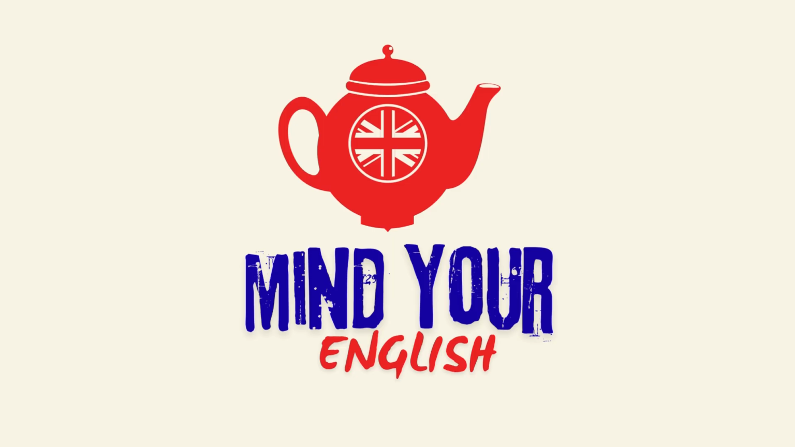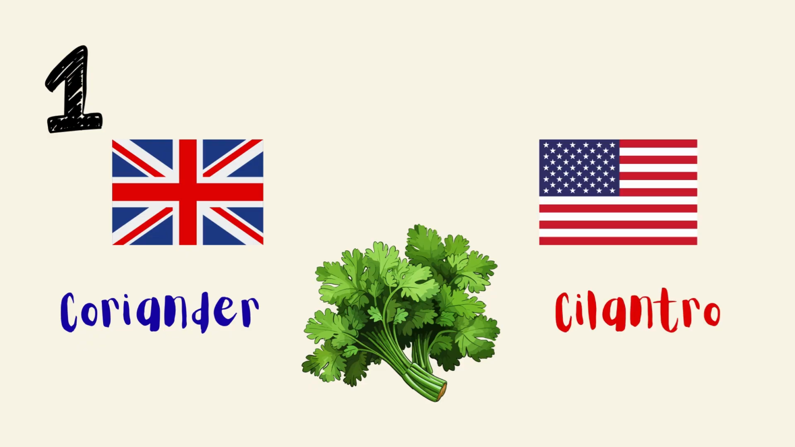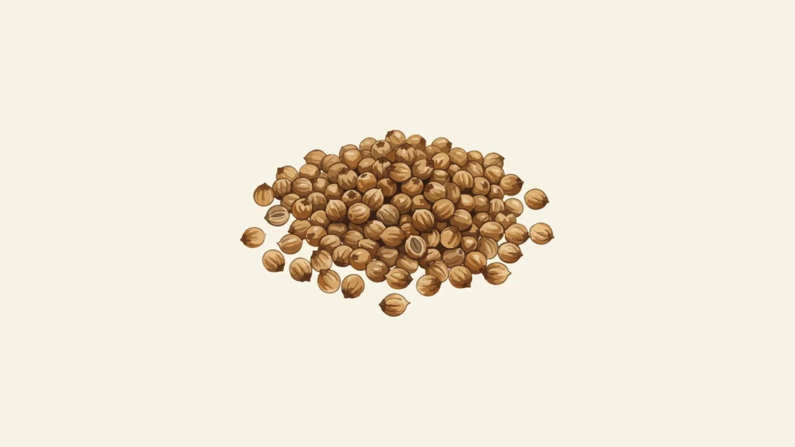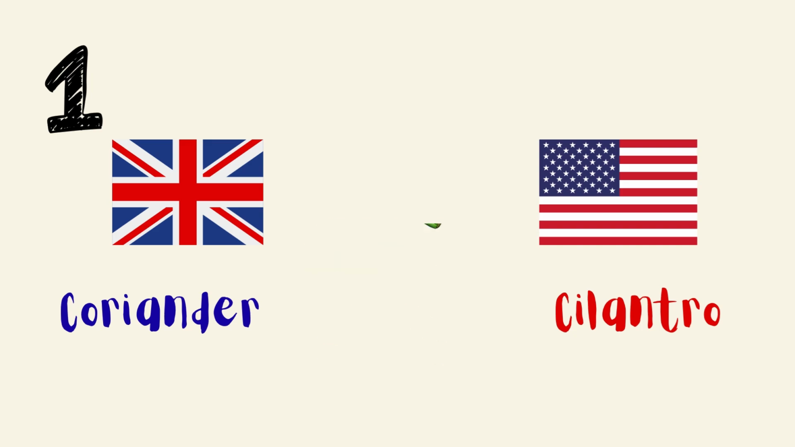Let's look at the first word. So I'll show you a picture and then I'll give you the British word and then the American word. So here we go. In the UK, we call this coriander. In America, they say cilantro. Interestingly, I have recently discovered that Americans do say coriander, but when they're referring to the seeds. So in the UK, the entire plant is just coriander. But in America, cilantro for the leaves and sometimes coriander to mean the seeds.